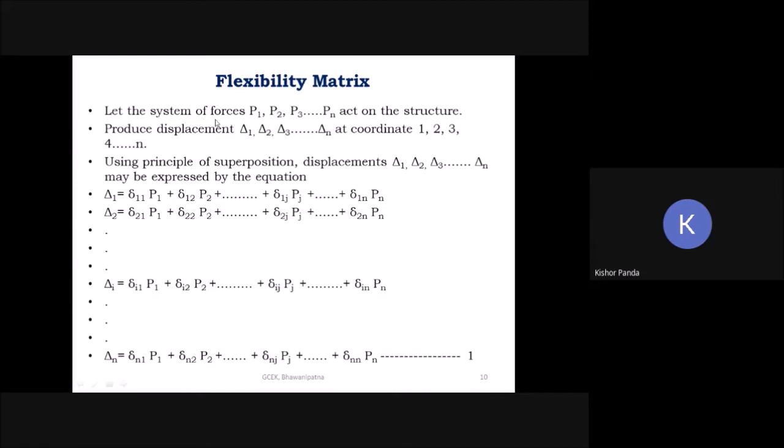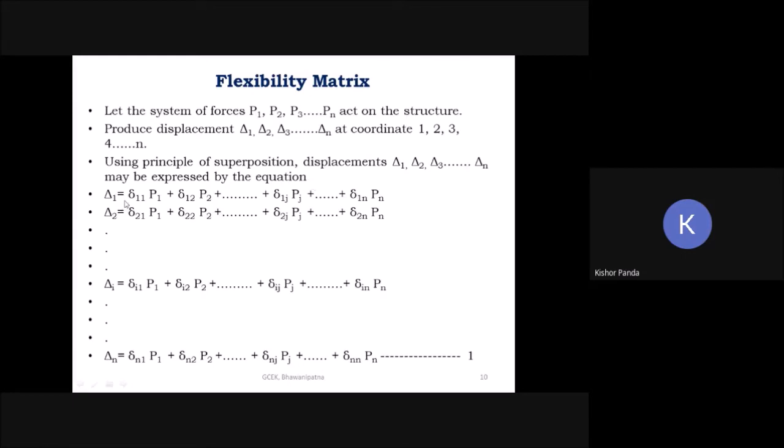Let the system of forces P1, P2, P3, Pn act on the structure. These are the forces acting on the structure. Due to these forces, it produces the displacements delta 1, delta 2, delta 3, delta n at coordinates 1, 2, 3, 4, n. And due to these forces, the displacements delta 1, delta 2, delta 3, delta n take place along the direction of the coordinates. Then using the principle of superposition, the displacements may be expressed by the equations.